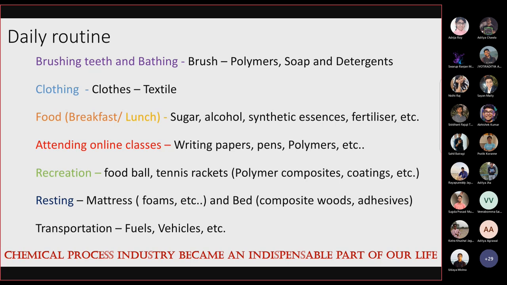Chemical process industries became an indispensable part of our life. Without it, we cannot survive. It's almost come to that end that without these chemical process industries, we cannot even survive. Of course, this is not an obvious thing, but in the majority of people's lives, the scenario is like that.